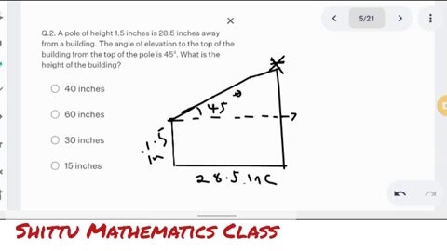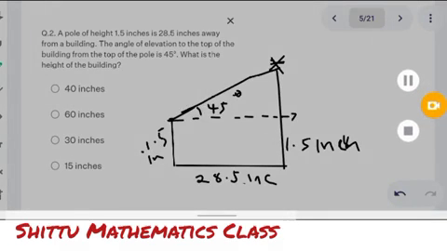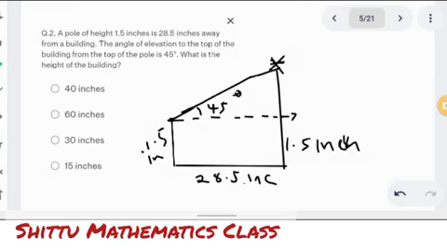So if this one is 45 degrees, don't forget that from here to here you can see this place is also 1.5 inches. Are you getting it now? And the question said we should look for the height of the building. What is the height of the building? So now the height of the building is this.